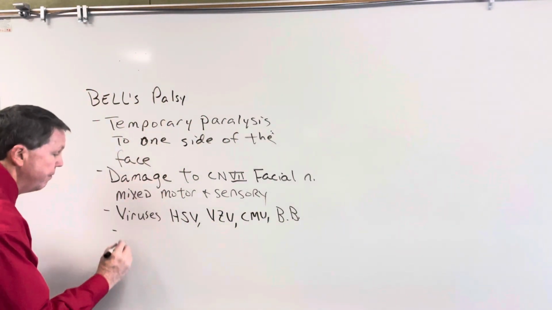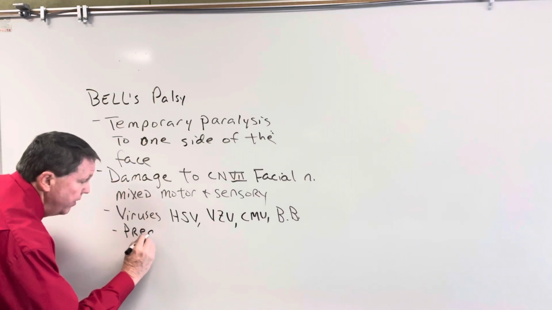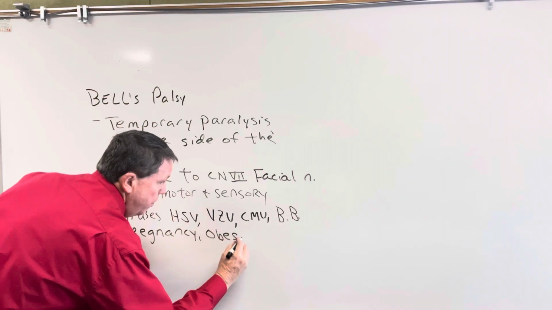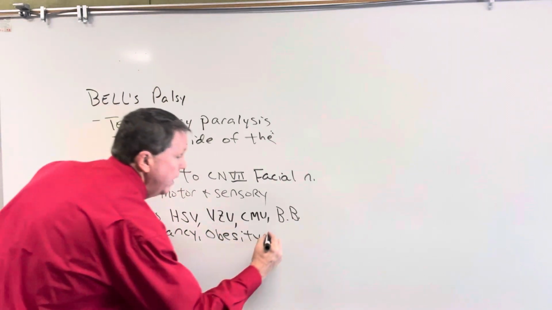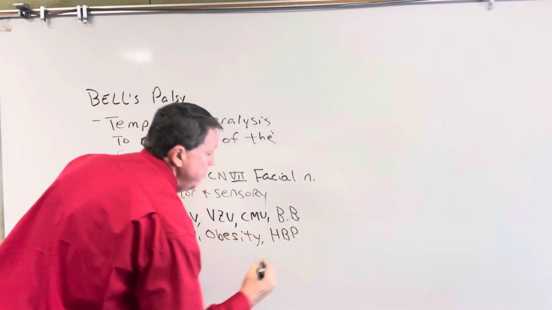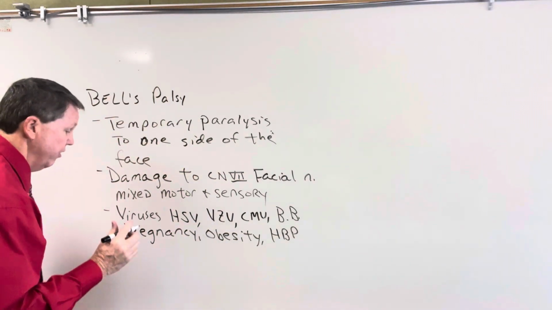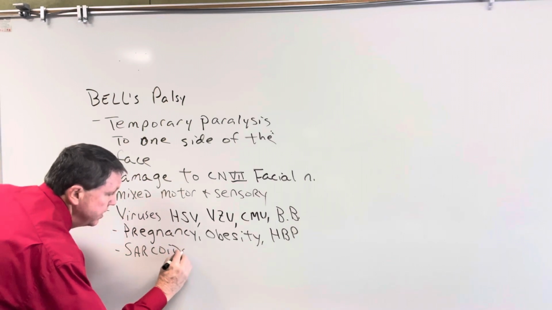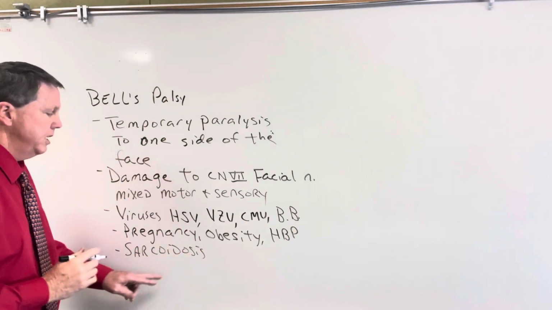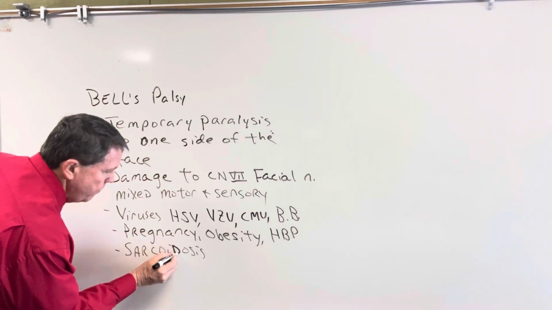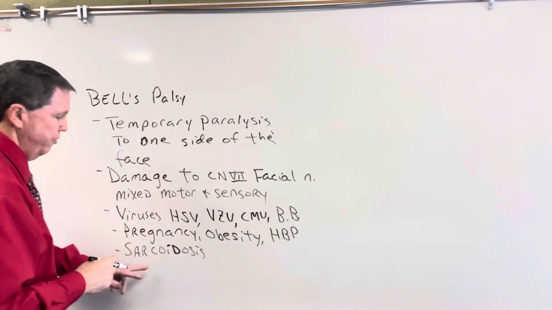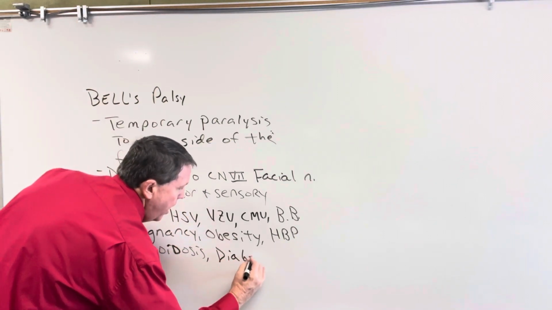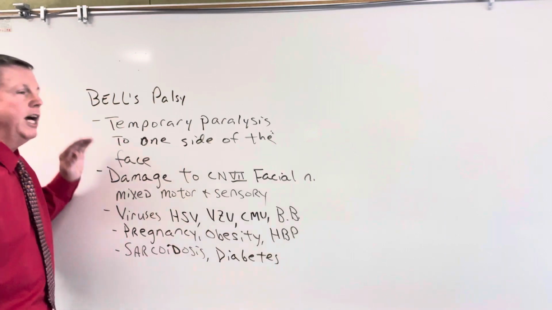Some other conditions that may be the cause of this are pregnancy, obesity, and high blood pressure. There may be other possible causes of this. Sometimes there's a correlation between this and sarcoidosis. Sarcoidosis is an inflammation that's all around the body, and then your body forms granulomas to cover it up. It's kind of more common in people who have diabetes. So there are some possible causes of it.